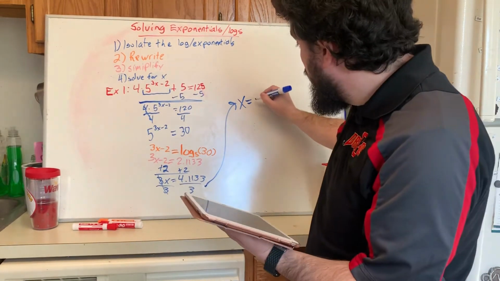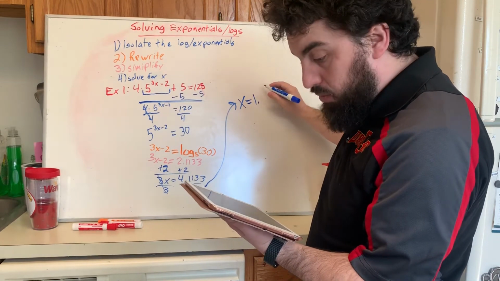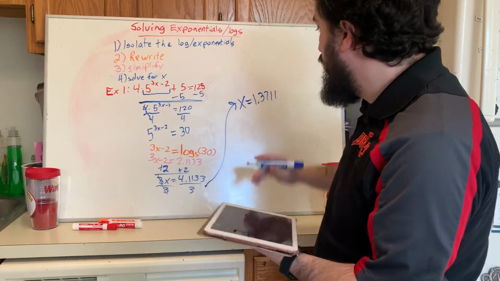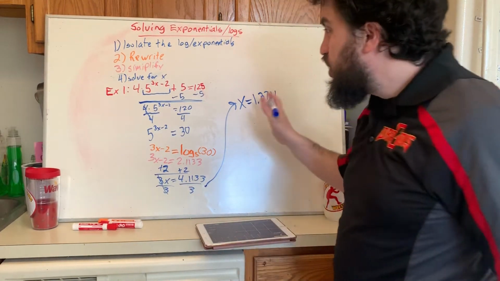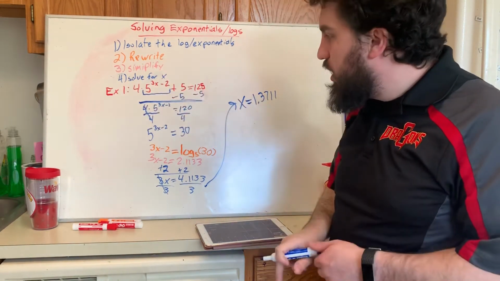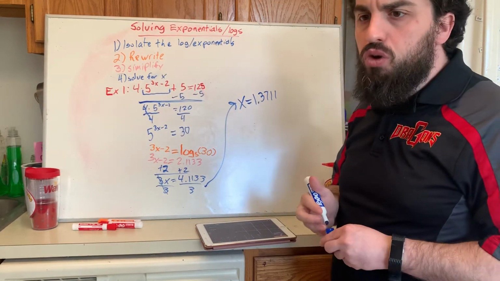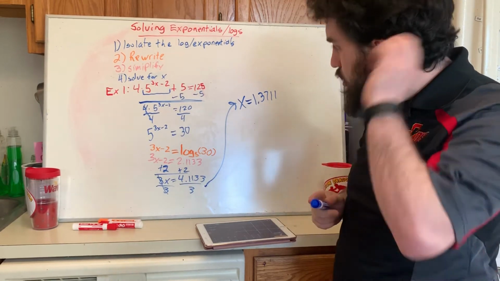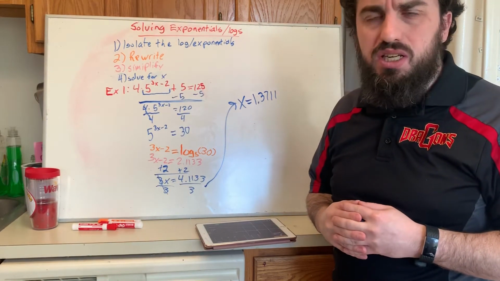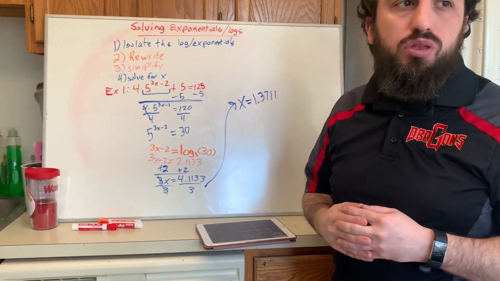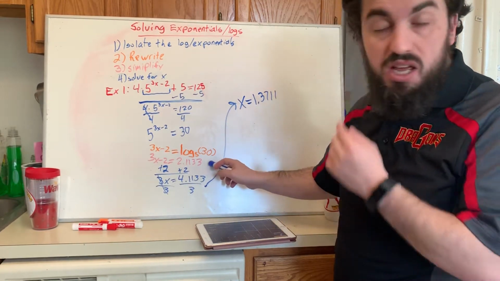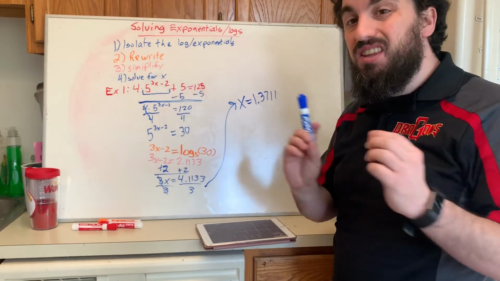I hit enter, and I'm seeing my answer is 1.3711. So that is my answer. If I would plug this in, then simplify this whole side, you will get something very close to 125. I believe what I did earlier was 125.003. So again, with us rounding this answer, it does slightly affect it.